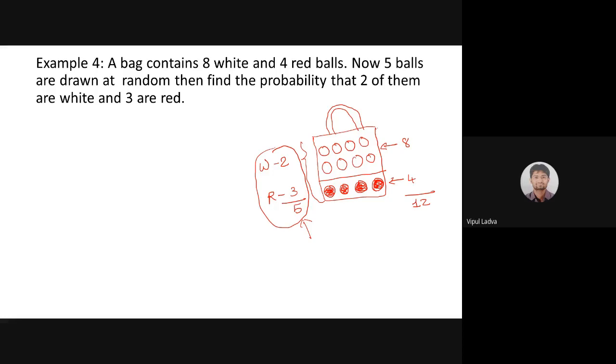Now, Bhavdeep, you were saying something. Please unmute your mic and talk to me. So in this question, sir, we have 12 balls, which can be drawn out in 5 ways. No, we have 12 balls. Among them, we are supposed to draw 5 balls. We are not supposed to draw 12 balls. So, sir, the total number of sample space can be 12C5.